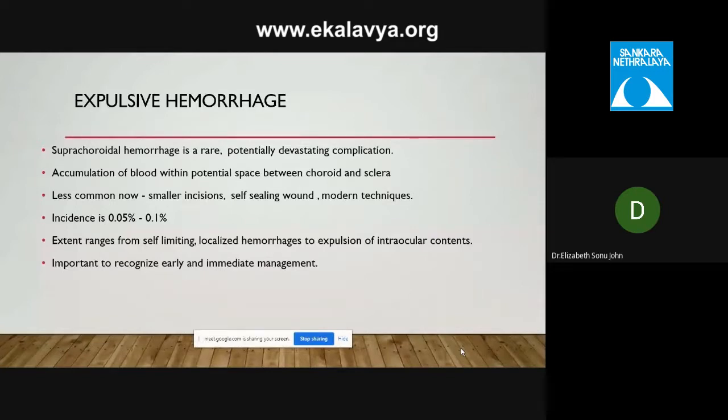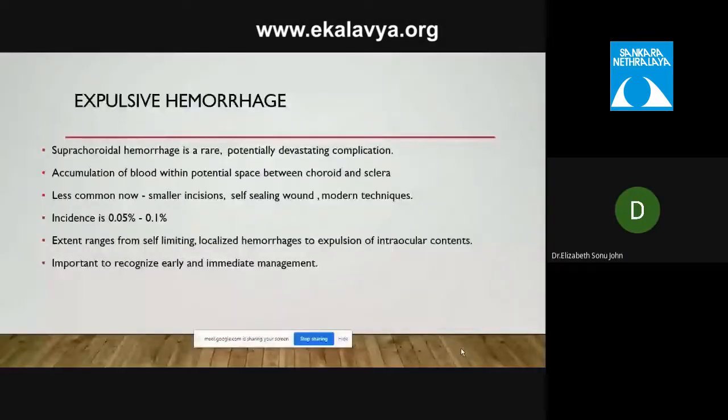So when an expulsive suprachoroidal hemorrhage occurs, it can be self-limiting, it can occur towards the end of your surgery so that you miss it, or it could be a localized hemorrhage, or it is so bad that it leads to expulsion of the intraocular contents. So it's very important to recognize early and manage immediately.